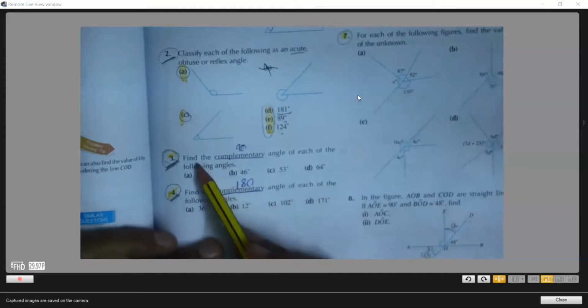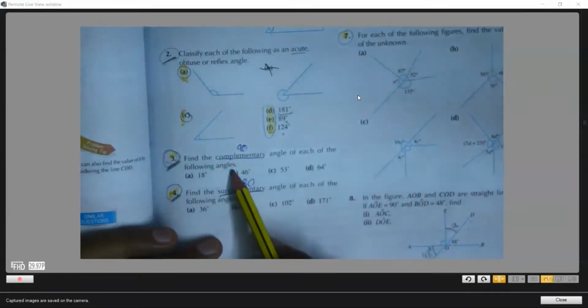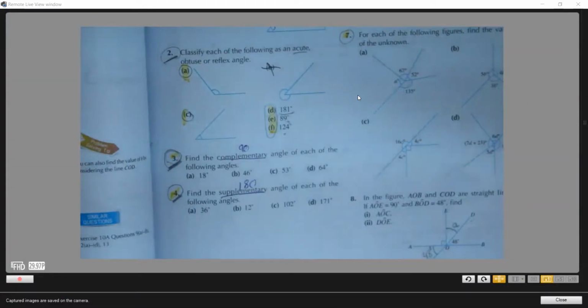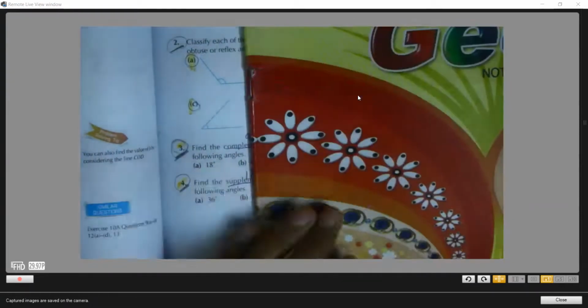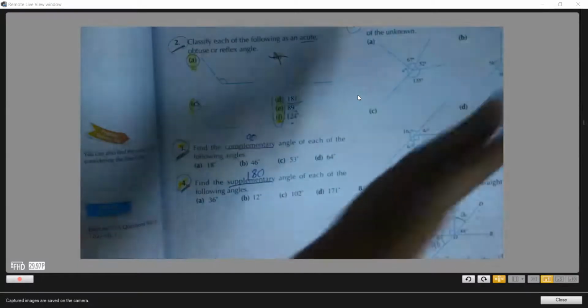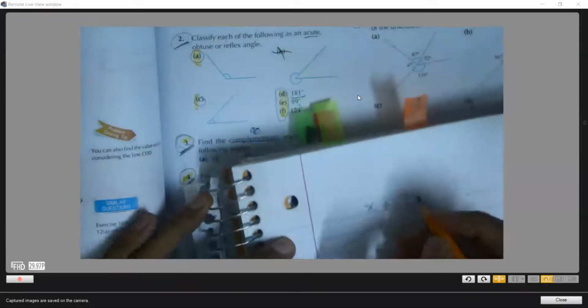Very good. Okay. Find the complementary angle of each of the following angles. So complementary means adding up to 90, right? So now what should be our method of finding it? They are asking what angle, when added to this angle 18, gives us 90. Is that what they're asking? Find the complementary angle of each of the following angles, meaning what angle should be added to this angle that should give you 90. So how will you calculate this?